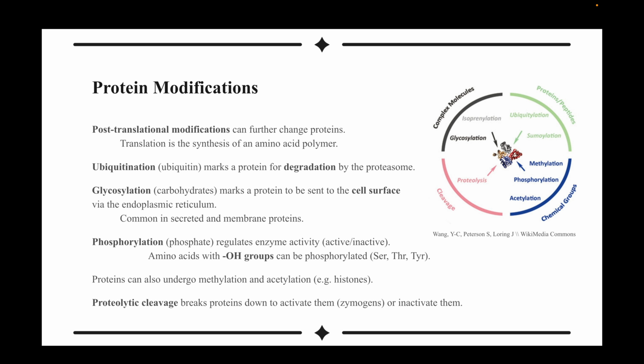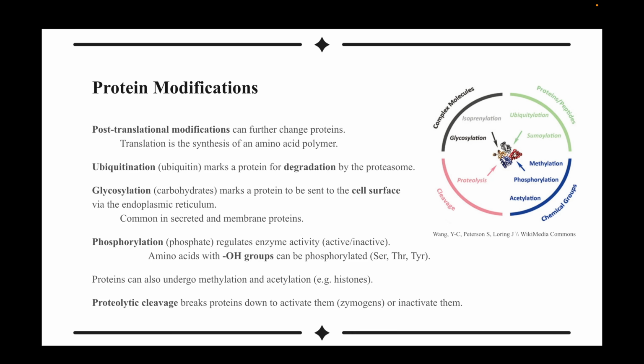Post-translational modifications can further change proteins once they're translated. Ubiquitination can mark a protein for degradation by the proteasome. Glycosylation, which uses carbohydrates, marks a protein to be sent to the cell surface via the endoplasmic reticulum. This is common in secreted proteins and proteins made for the membrane.